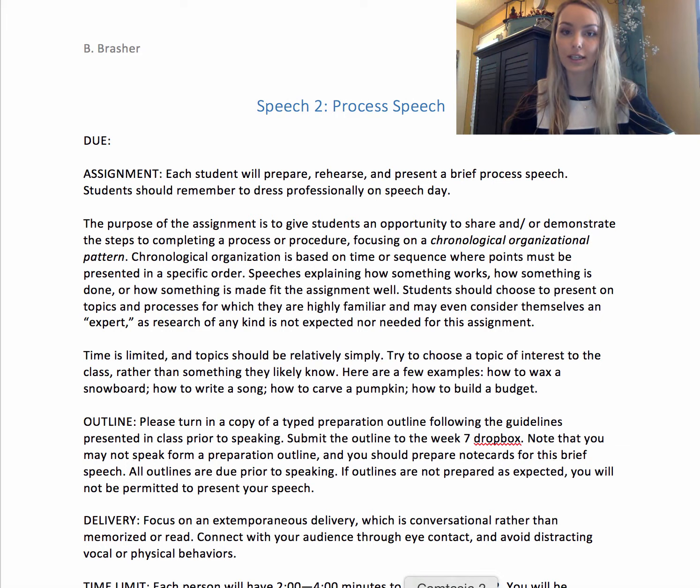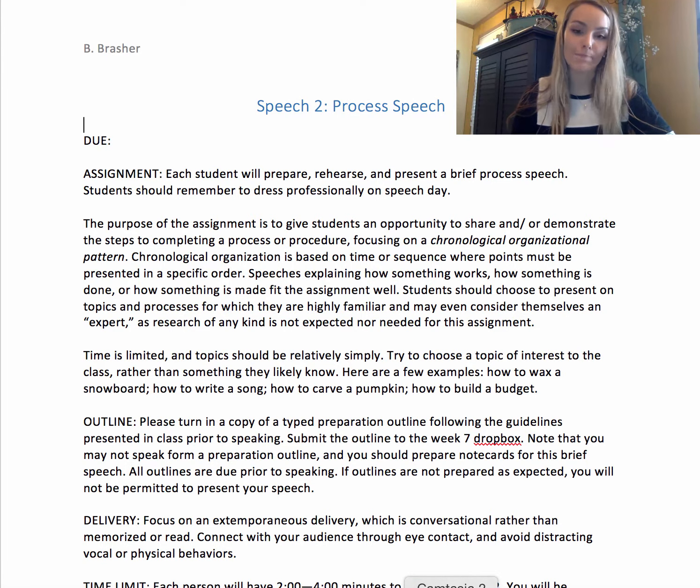We're moving along to preparing for speech number 2, which is a process speech. So we're just going to talk a little bit about some things to remember and keep in mind as you are preparing. For this assignment, each student will prepare, rehearse, and present a brief process speech. Students should remember to dress professionally on speech day.